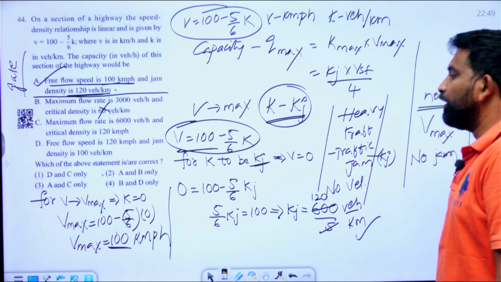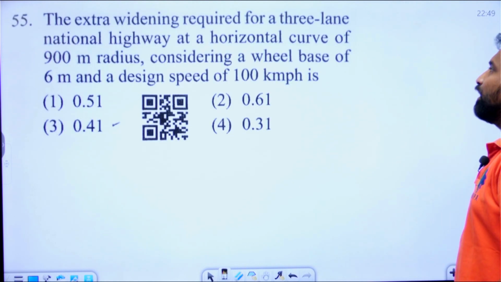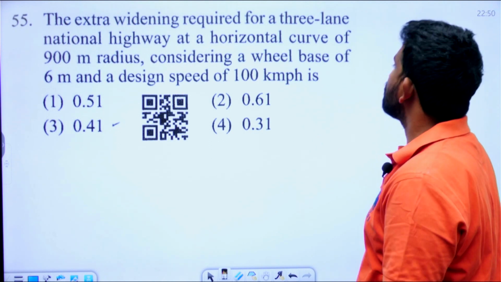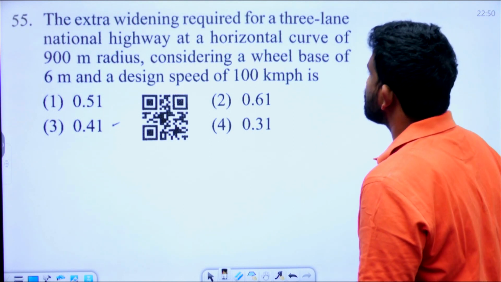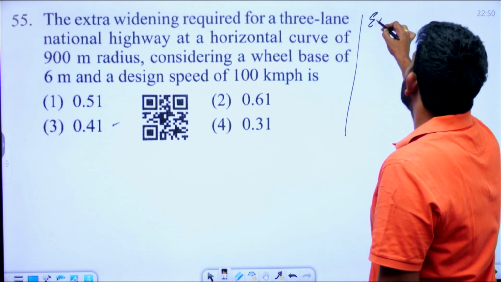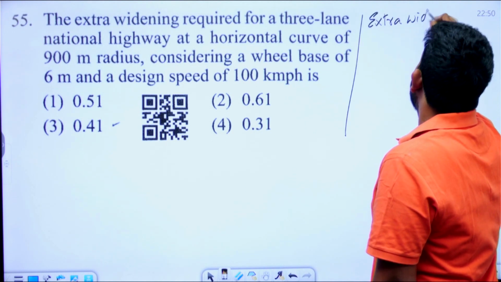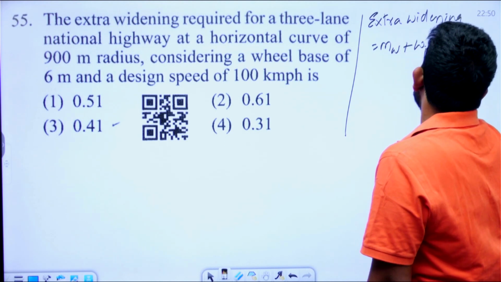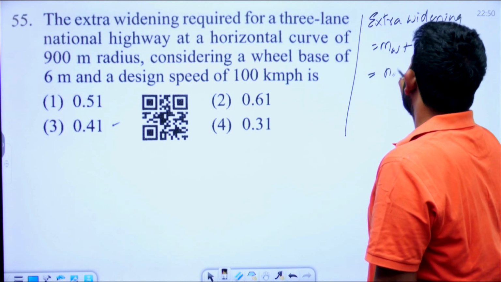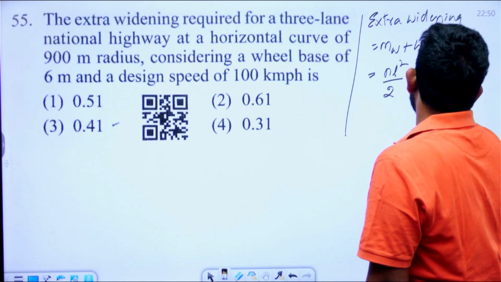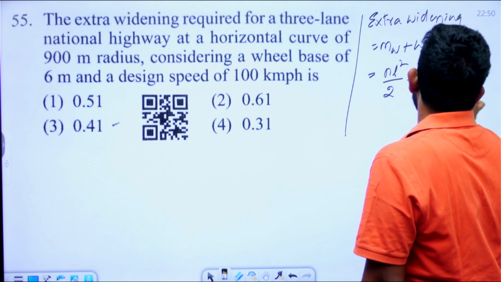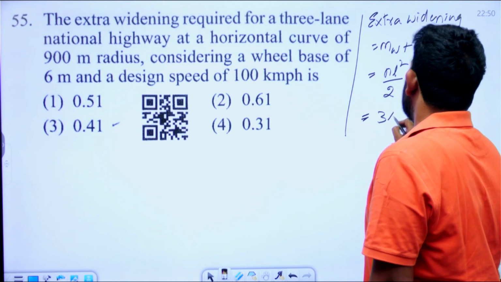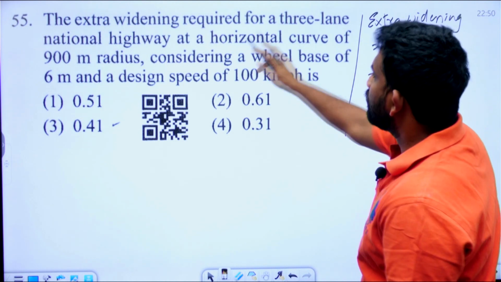Now see, the question: the extra widening required for a 3-lane national highway at a horizontal curve of 900 meters radius, considering the wheelbase of 6 meters and the design speed of 100 kmph. So the question is regarding extra widening, and we know the formula for extra widening. Extra widening is nothing but mechanical widening plus psychological widening. The formula for mechanical widening is nL squared upon 2R, and psychological widening is V by 9.5 root R, where V we can take directly in kmph.